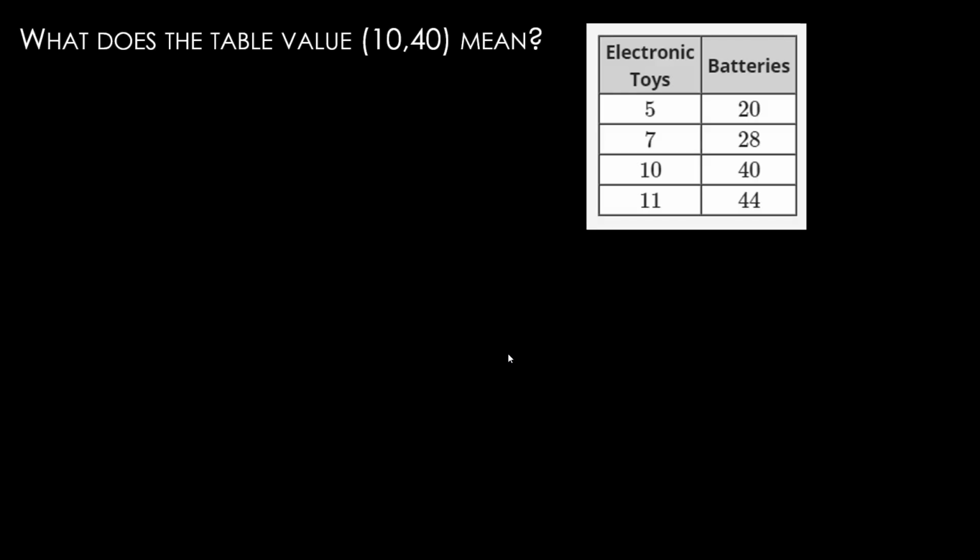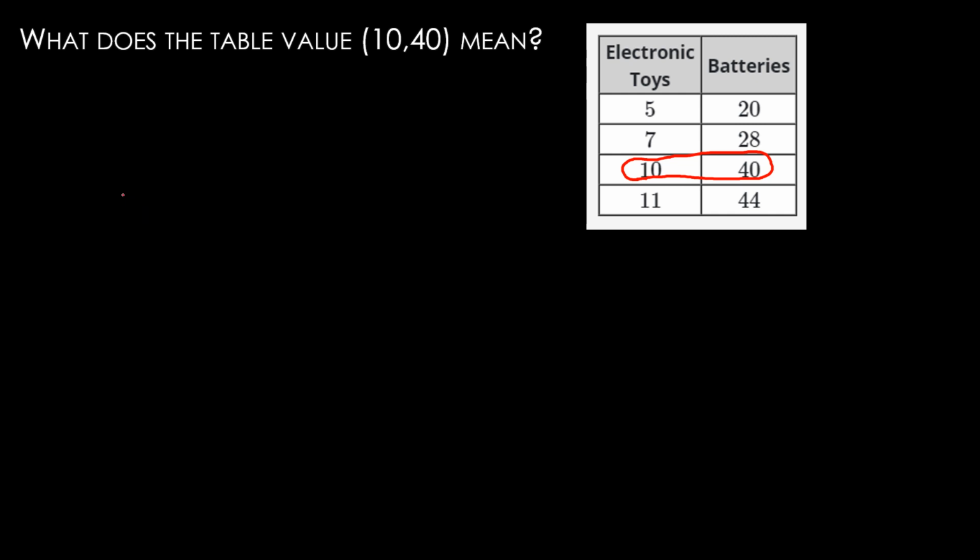Let's get started. Our first question here says, what does the table value 10, 40 mean? When I look at my table here, for 10, 40, that's going to be this pair right here. It looks like 10 is represented by electric toys and 40 is being represented by batteries. So what this is telling me is that someone probably bought 10 toys that required 40 batteries.